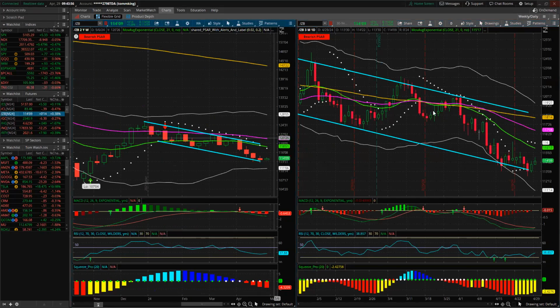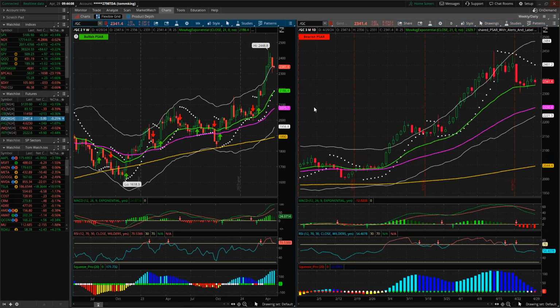Bonds just in a downtrend here, however, potentially bouncing off. You've got MACD reversing, squeeze reversing, RSI reversing on the daily. I'm not willing to do anything in the active trader service on that yet.